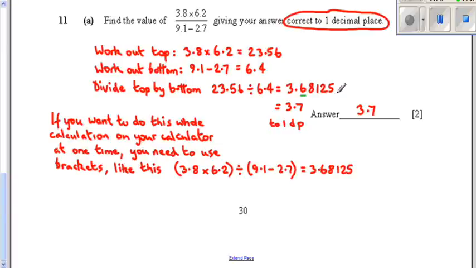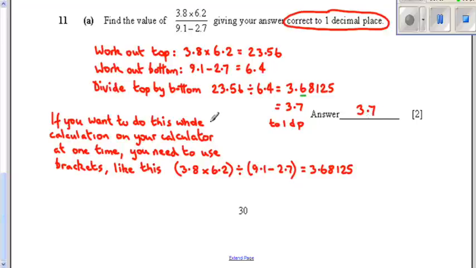3.68125, and then go back and remember it says correct to 1 decimal place. So the number in the first decimal place is the 6. I put a little green line under it. We're going to look at the number to the right of that. It's an 8. So that 8 is telling us to round the 6 up, so it becomes 3.7 to 1 decimal place.